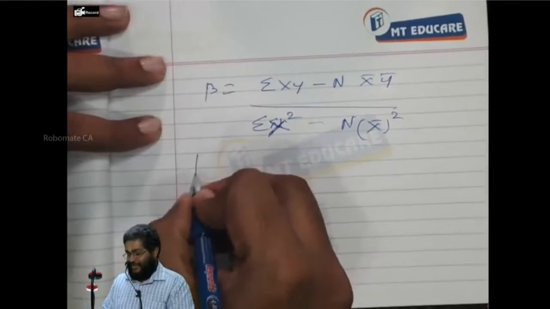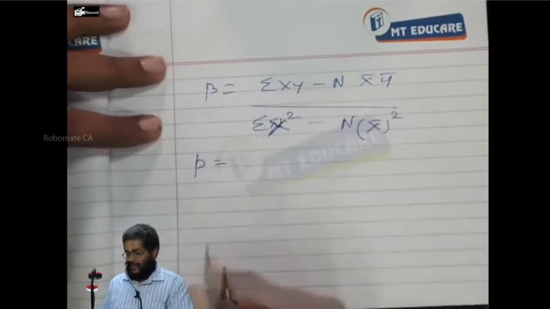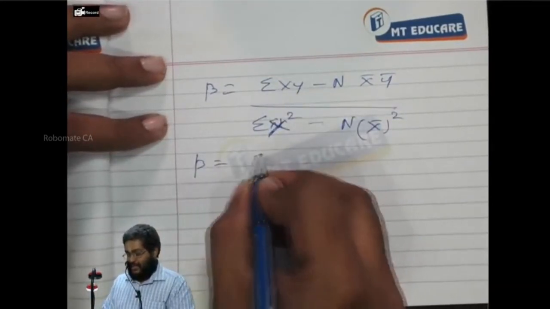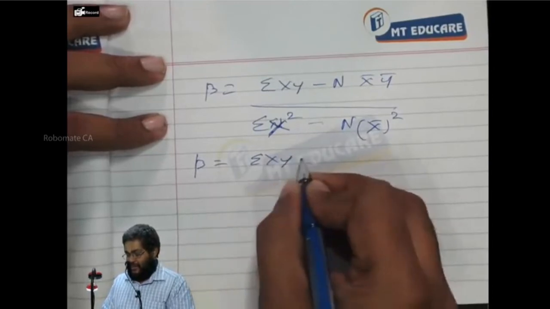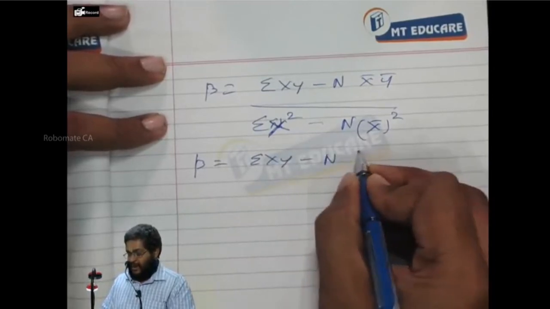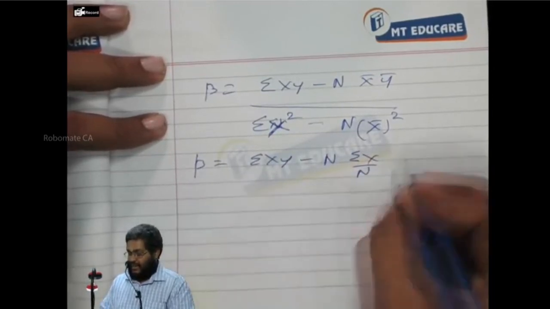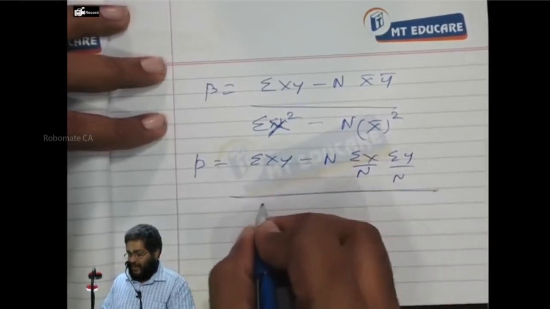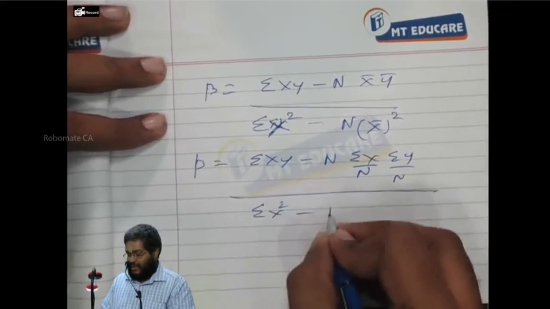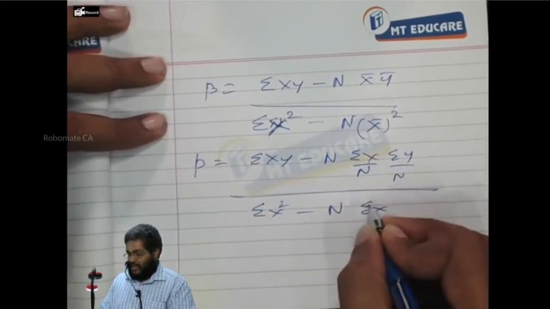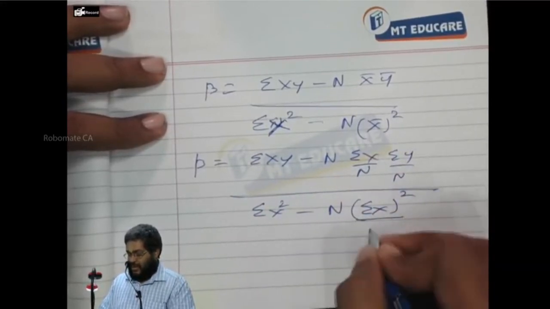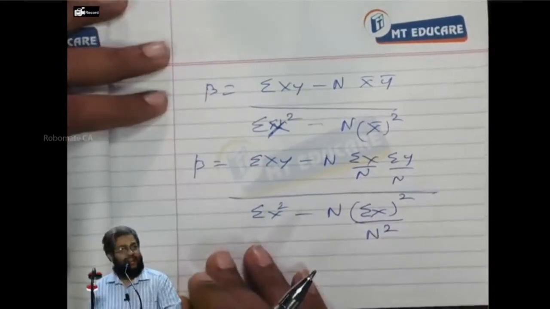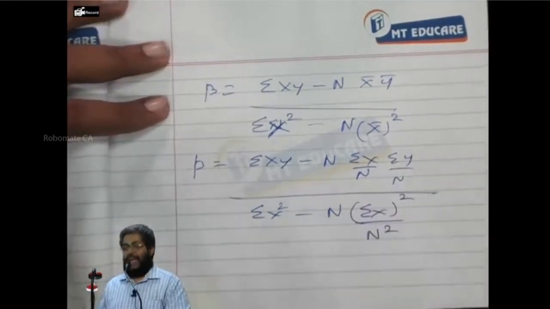Very simple. What happens is sigma xy minus n. What is x bar? Sigma x by n. What is y bar? Sigma y by n. Whole divided by sigma x square minus n into sigma x the whole square divided by n square, right or not? X bar the whole square. Are you having the clarity or not?